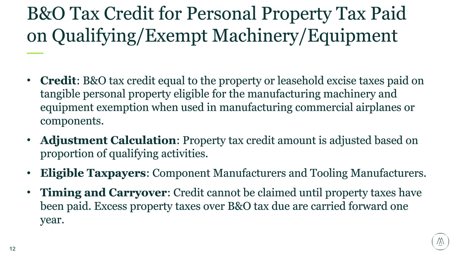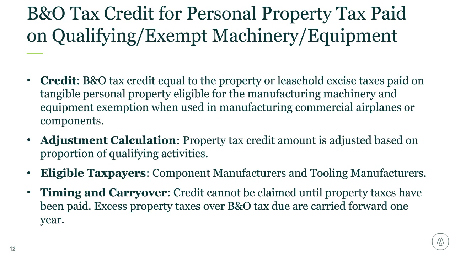Matt covered obviously the real property side, where you have to have this exclusive use, 100% use in commercial aerospace. That means you can't have a single non-commercial aerospace project run through a building. So that is a pretty strict test. But I guess the bright side is that for your machinery and equipment, it's a much more favorable incentive. You can actually prorate it based on the percentage of your revenue that is for commercial aerospace.